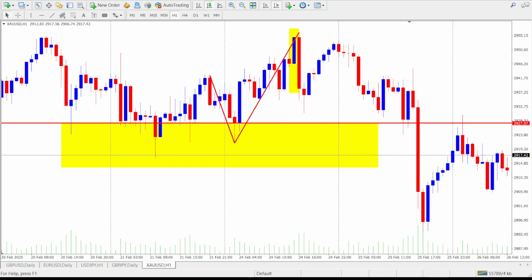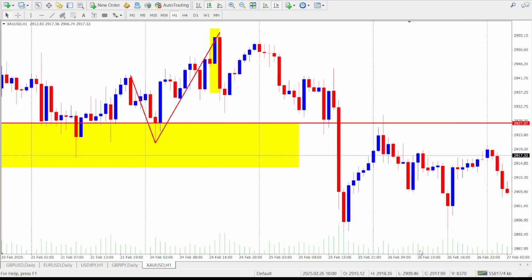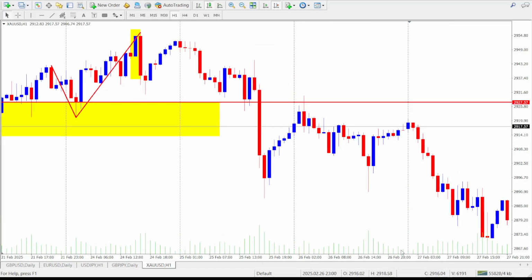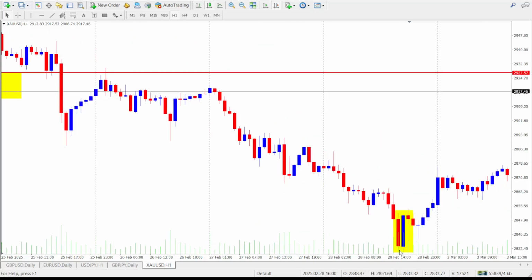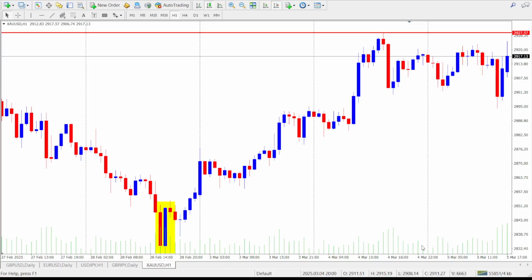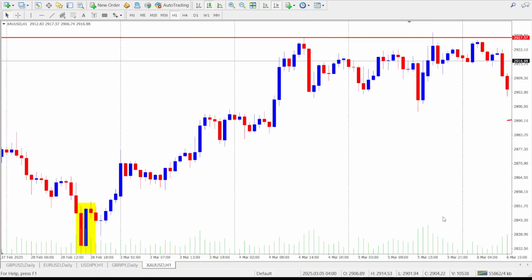Now we also have the inside bar. This pattern represents market indecision. A breakout above or below an inside bar often leads to a significant price move.